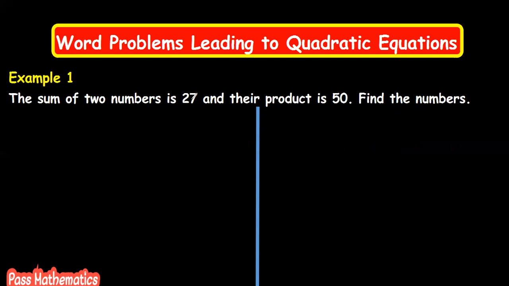So let's take the first example without wasting time. The sum of two numbers is 27 and their product is 50. Find the numbers. So logically, you can think and get the numbers correctly. But in a situation where you need to write down the answer and show your workings, you need to be able to derive the equation. So I'm going to show you 2 different methods which you are going to use for deriving quadratic equations from word problems. So let's take the first method.